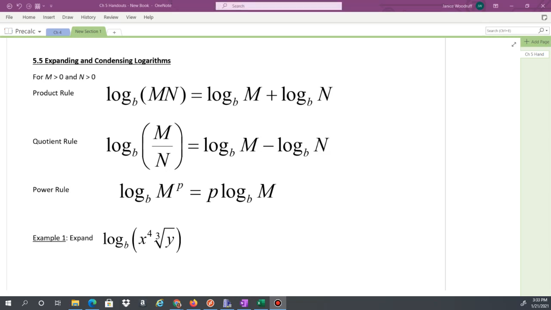All right, let's take a look at lesson 5.5. We are expanding and condensing logarithms. To do this, we have three rules.